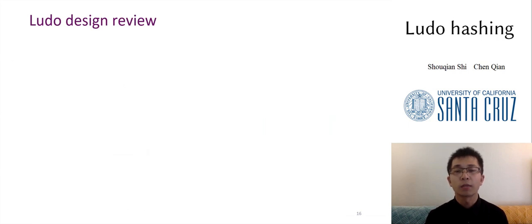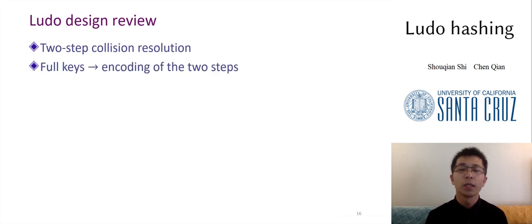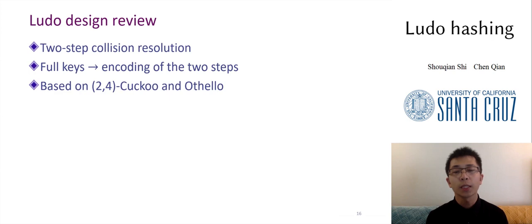So far, we have covered the following topics for Ludo hashing: the basic idea of two-step clearing resolution, and how to encode the two clearing resolution steps with minimized information to avoid storing full keys. The lookup and construction are based on the existing two-for Cuckoo and Othello.